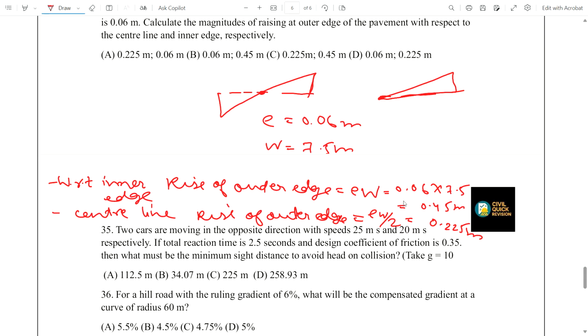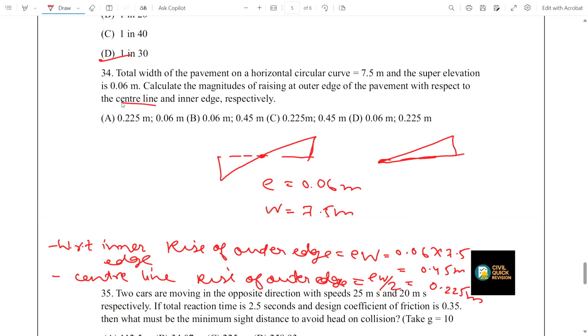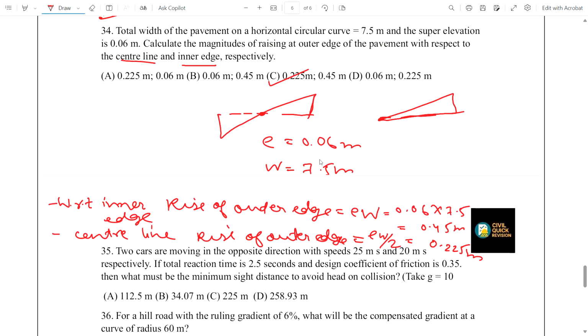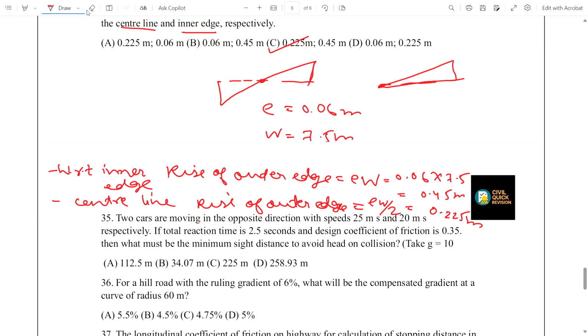What is in the answer? First one is center line method, second one is the inner edge. Option will be C, 0.225 for center line and 0.45 for inner edge. Okay, now I remove this.